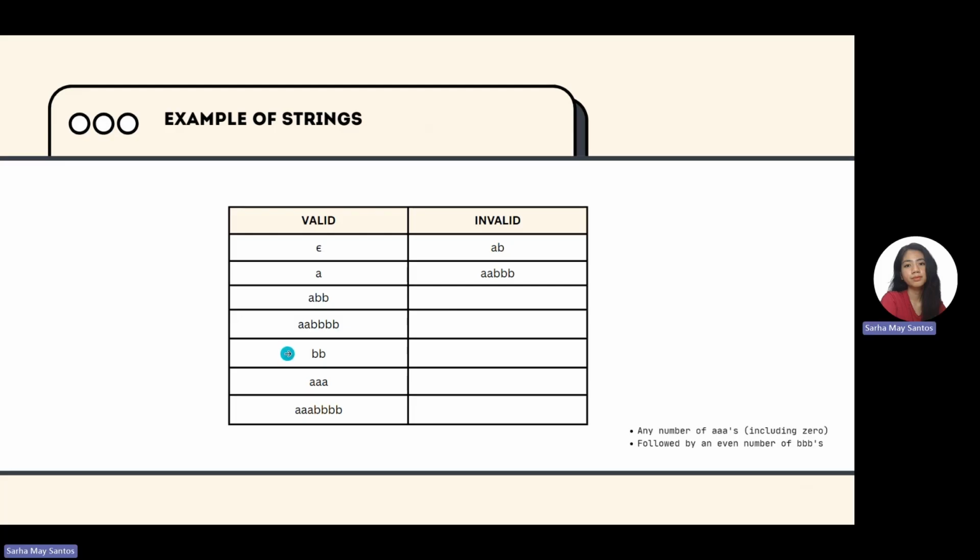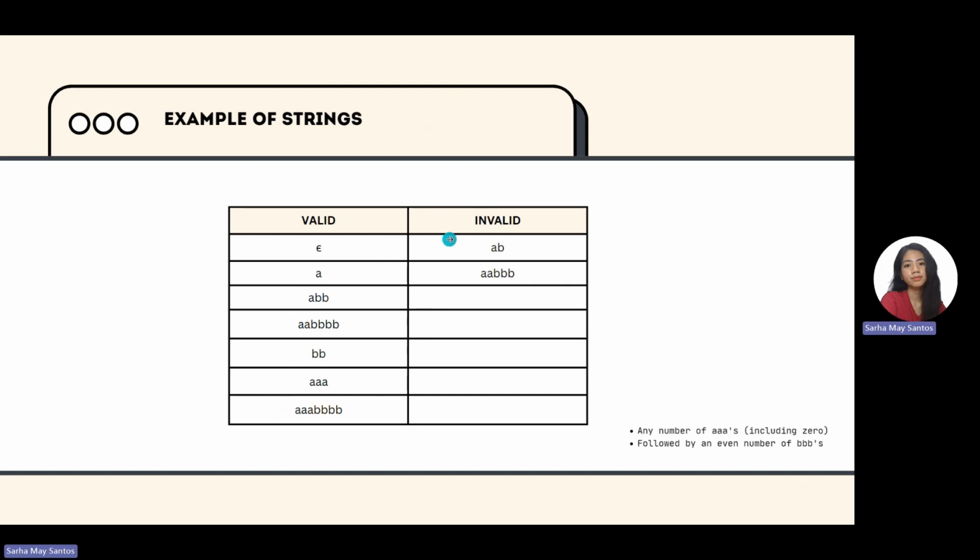Next is BB. Since it contains 2 B's, which is an even number, it is also accepted. Next is AAA. Since it contains 0 B's, which is an even number, it is also accepted. And last, AAABBBB, since it contains 4 B's, which is an even number, it is accepted.